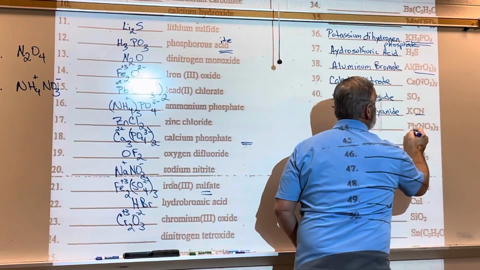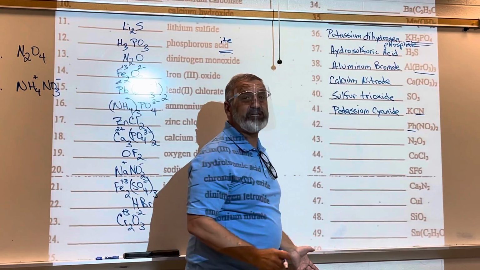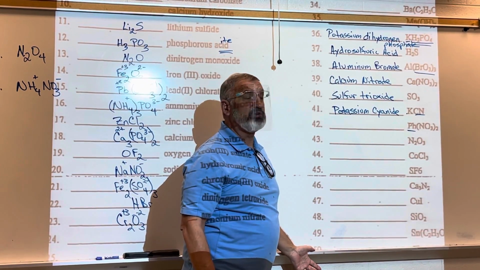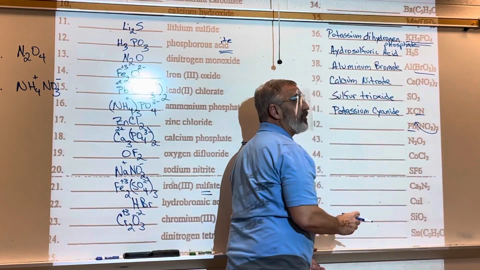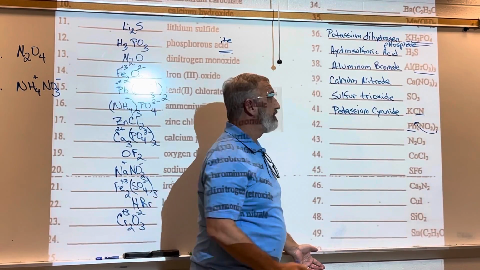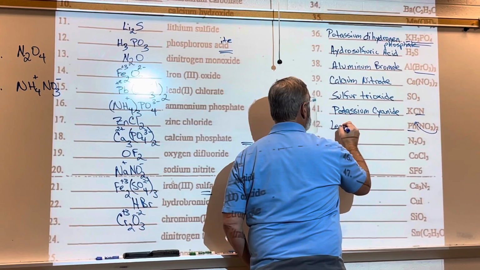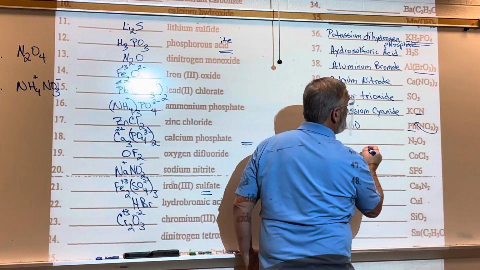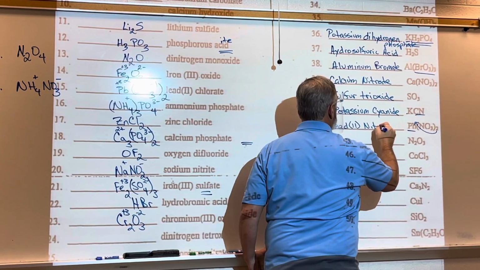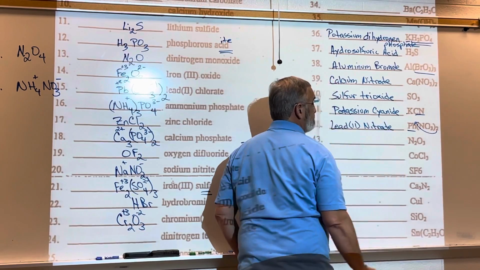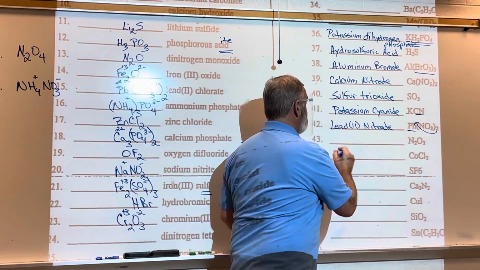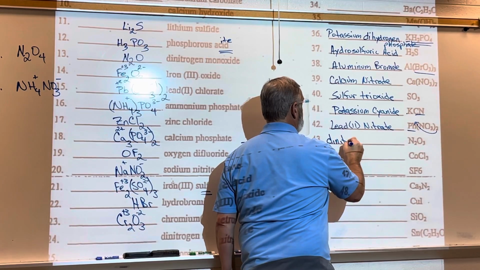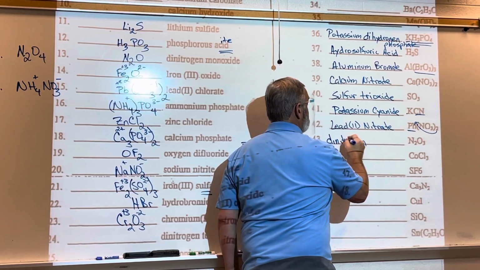Now, lead is a metal, but lead has more than one oxidation state. So we do the reverse crisscross. So what charge must lead be? It's going to be lead 2 nitrate. Now again, we have a covalent compound, so it's going to be dinitrogen trioxide.